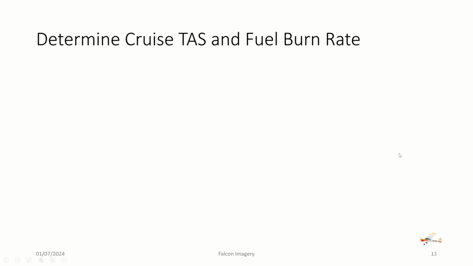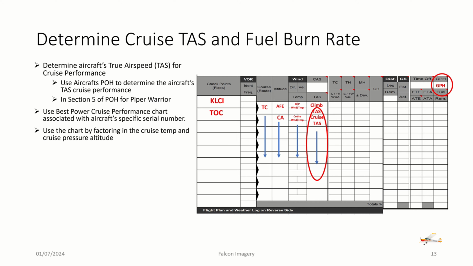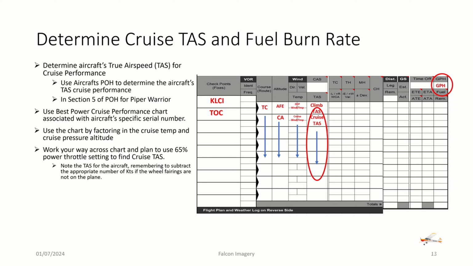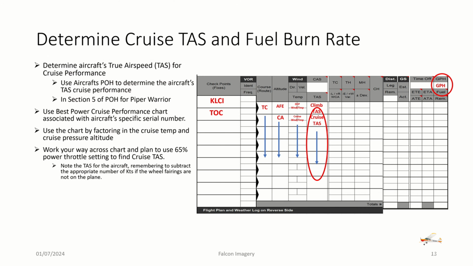Next, we want to determine the cruise true airspeed and the fuel burn rate. So determine the aircraft's true airspeed for cruise performance by, again, looking in the aircraft's POH. In Section 5 of the POH, again, for the Piper Warrior, use the best power cruise performance chart associated with your aircraft's specific serial number. Use the chart by factoring in the cruise temperature and cruise pressure altitude. Work your way across the chart and plan to use a 65% power throttle setting to find the cruise true airspeed. Note that the true airspeed for the aircraft, remembering to subtract the appropriate number of knots if the wheel fairings are missing from the plane.